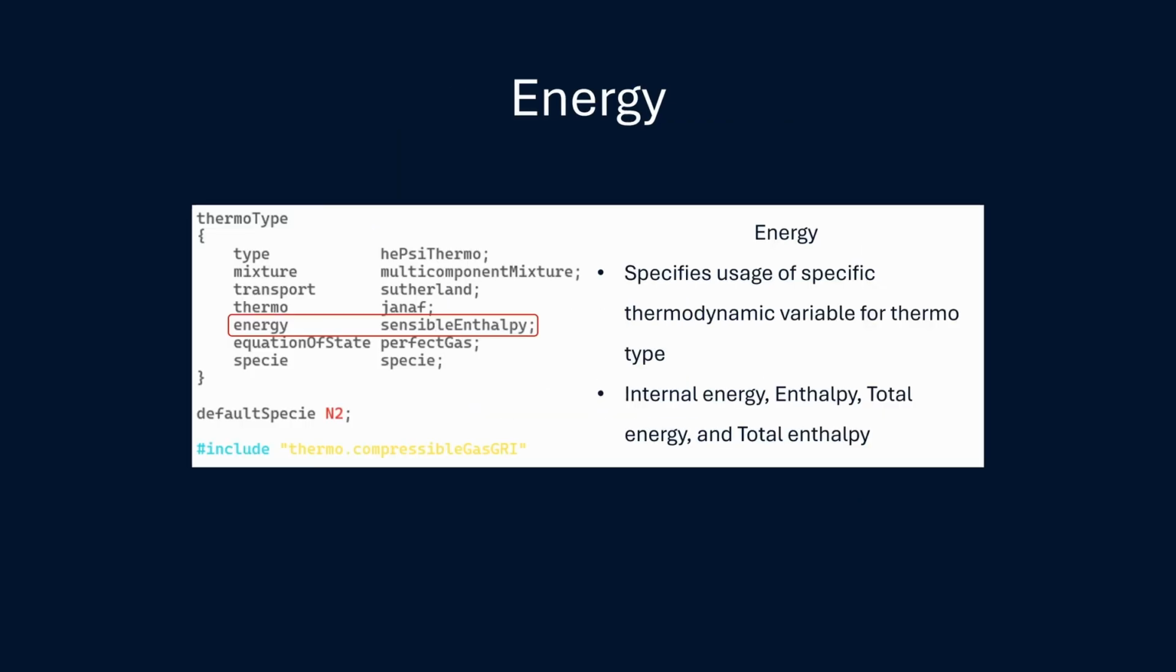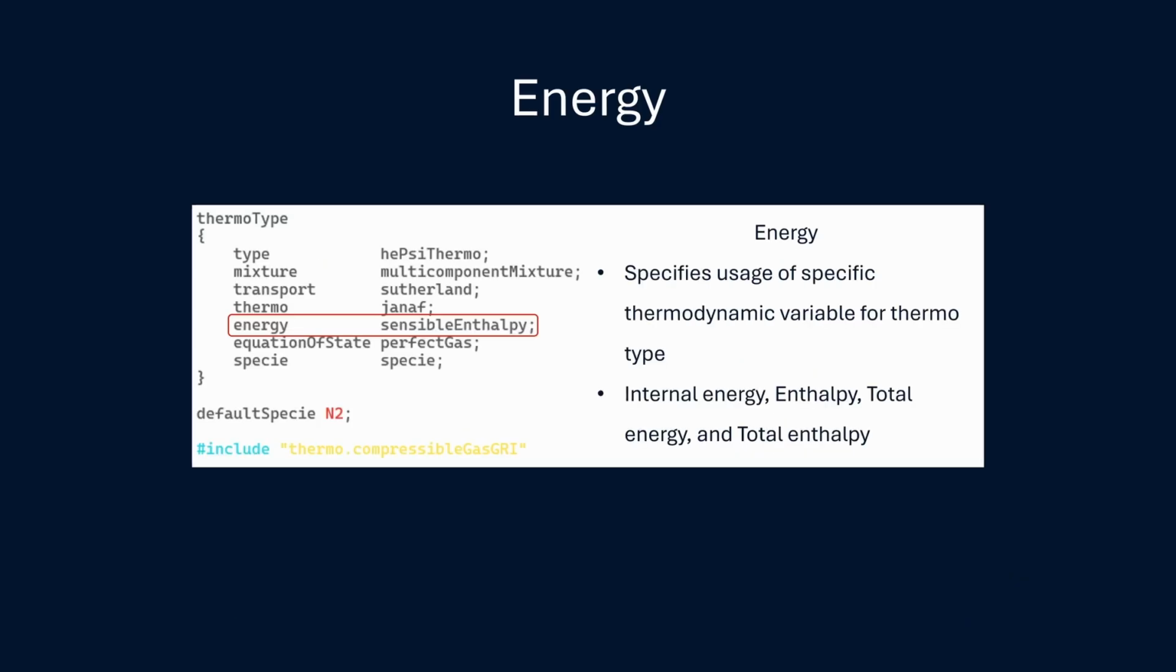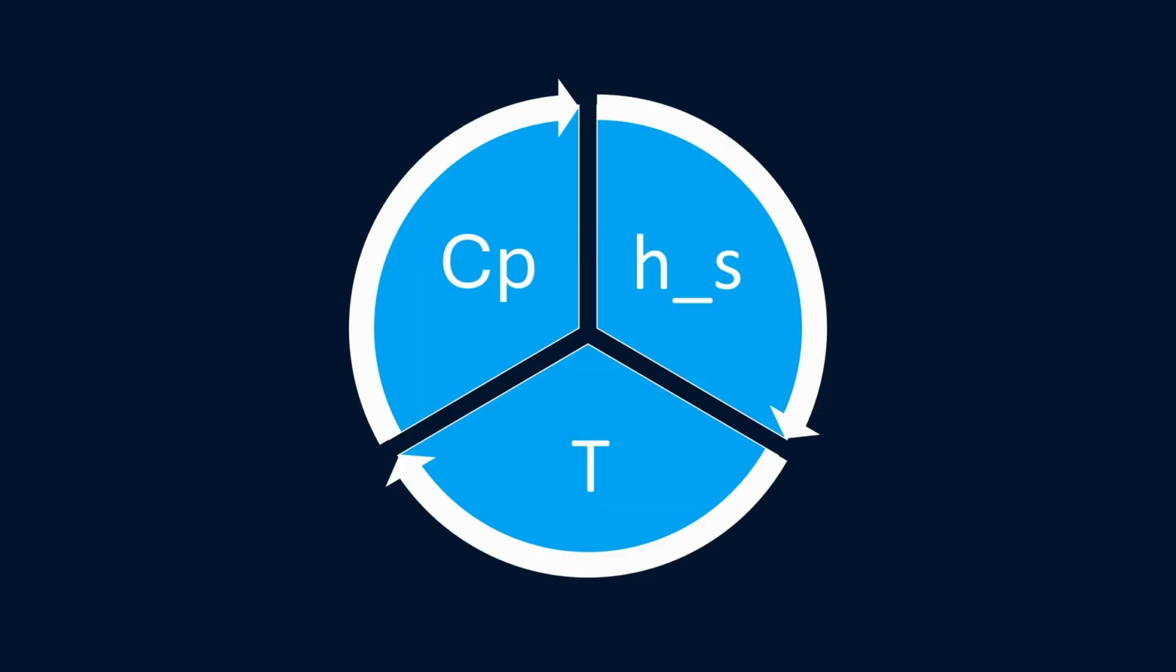Now speaking of energy, this explains the specific usage of thermodynamic variables for thermotype. OpenFOAM solvers that handle energy transport for compressible, heat transfer or combustion flows actually solve the conservation equation of energy. This equation can be mathematically formulated in different ways using variables like internal energy, enthalpy, total energy and total enthalpy. This energy entry specifies the fundamental thermodynamic state variable that the library will now use to relate other properties, particularly temperature. For instance, if you choose sensible enthalpy, we will calculate H_S from T using CP specific heat.